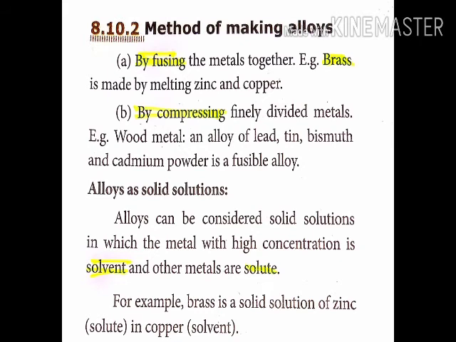So in two ways we can make alloys. The first one is fusing, the second one is compressing. What is fusing? Metals fused together to form an alloy. For example, brass. In brass, what two metals are fused together? Zinc and copper. Similarly, the second method is compressing. Finely divided metals are compressed together to form an alloy. This is known as the compressing method. Using these methods we can make alloys.